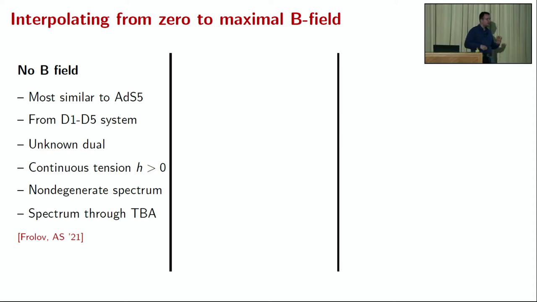So the simplest case, maybe for this auditorium, would be the case with no B field because it's the most similar to AdS5. It's related to the D1-D5 system. There is very little known about the dual. And the tension is some continuous parameter, like the 't Hooft coupling. And the spectrum is not known as much as it is known for AdS5, of course, but we know that it's very non-degenerate and very non-trivial, just like the spectrum of AdS5 at finite 't Hooft coupling. And in principle, we can get it through TBA.